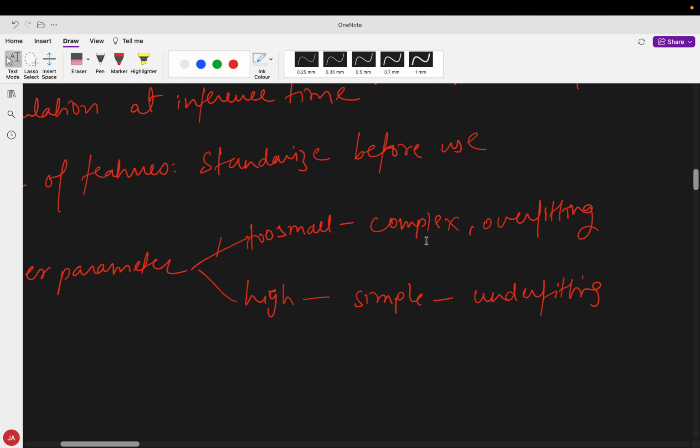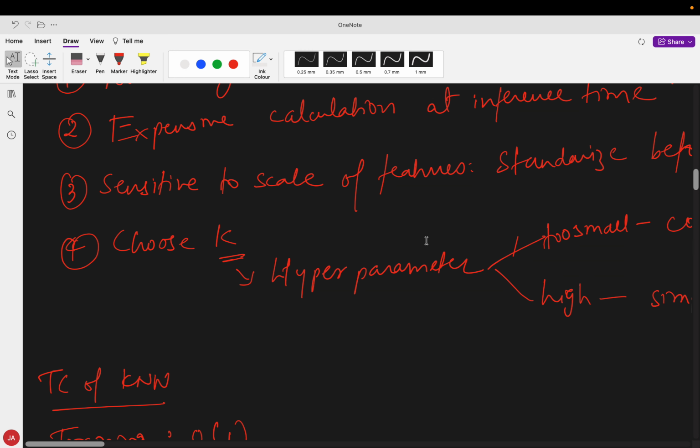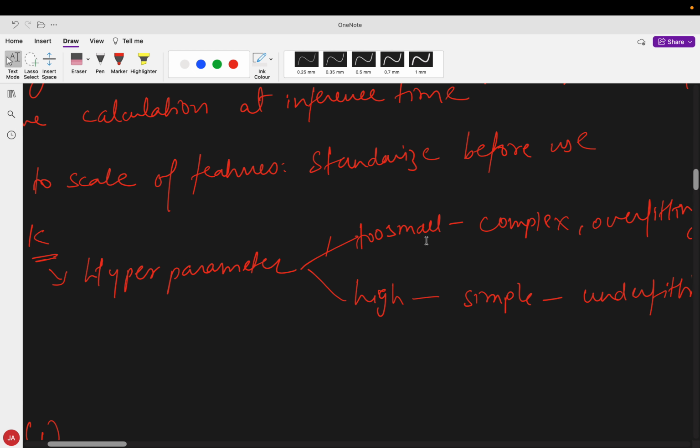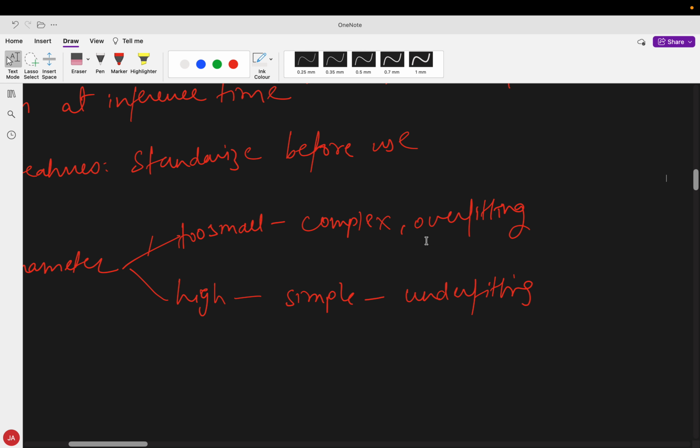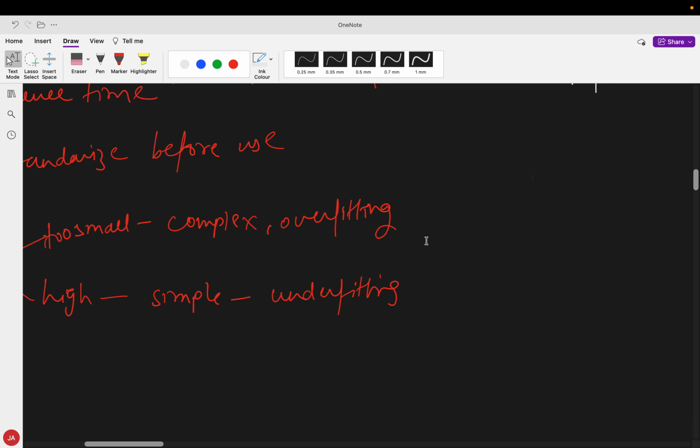Now we have to choose K. K is a hyperparameter. If we select a very small value of K, it would be overfitting. Let's say we just rely on one neighbor. My decision boundary would look very complex, like this. It will try to fit to just one neighbor.